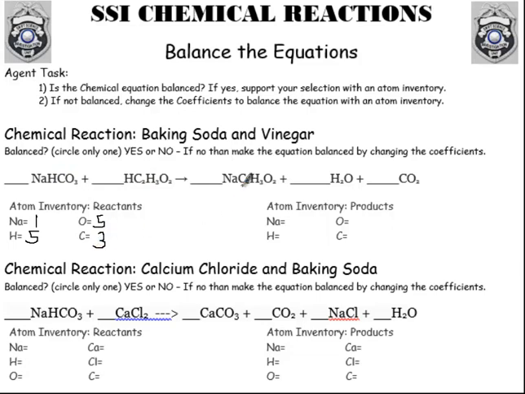Your job is to add up the total number of each atom on the product side. If they're equal to one another, you have a balanced equation. If they're not equal to one another, you have an unbalanced equation. So you're circling yes or no. Here we're going to take a look at the next one.